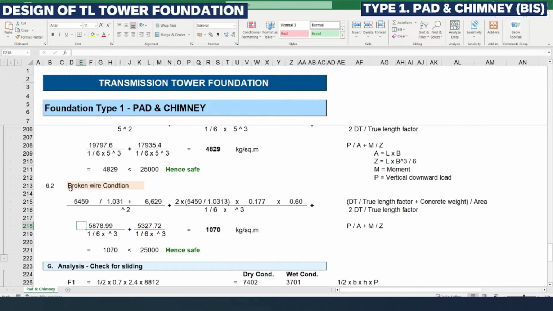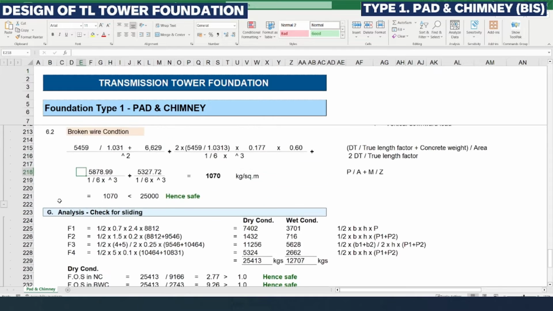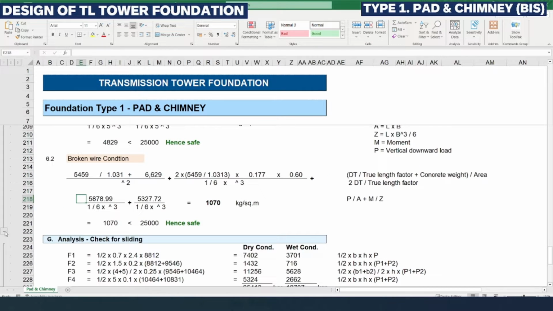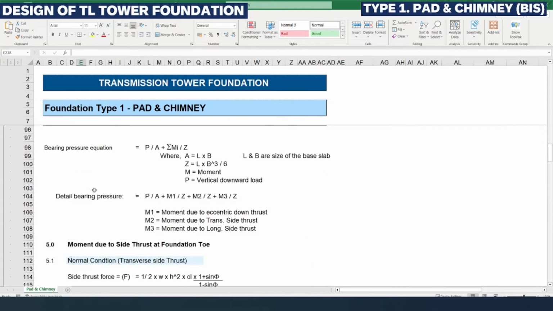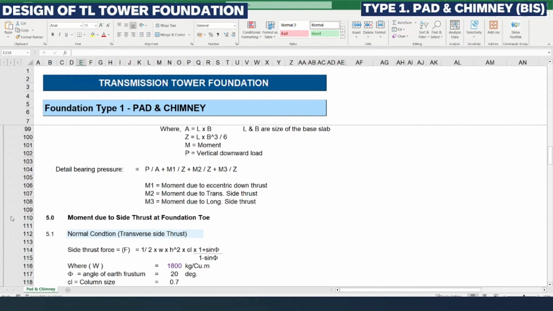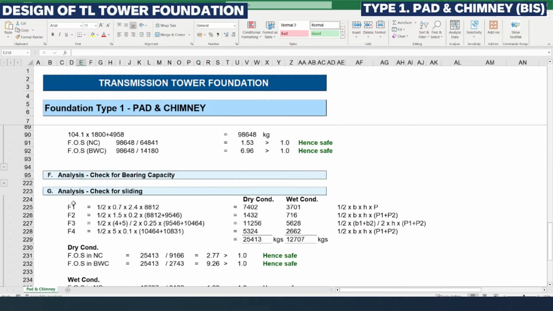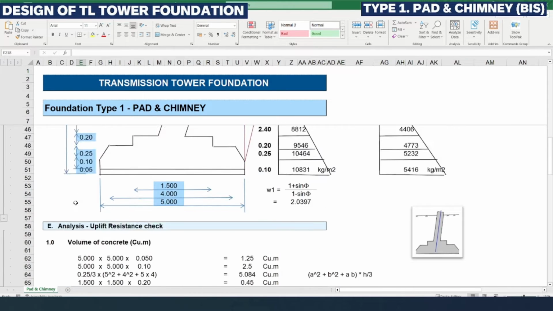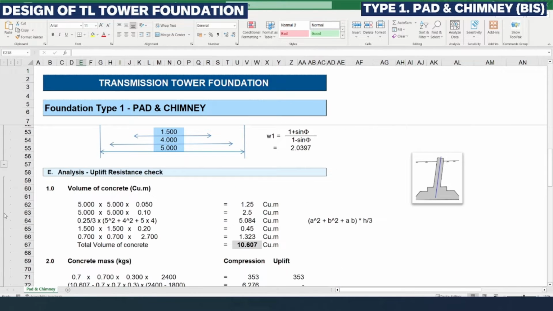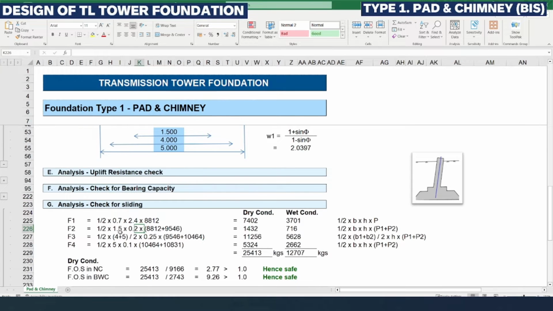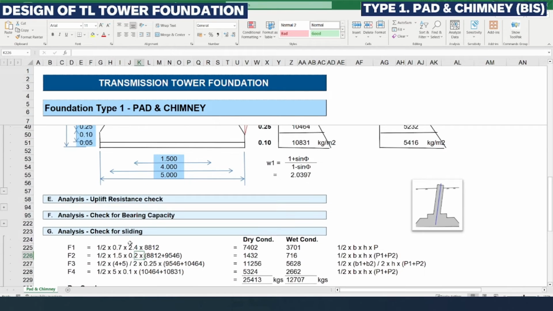So we can shrink this Excel calculation to look only at the check for sliding. The bearing pressure is not required right now, which we already discussed, so you can shrink this. And also this uplift resistance we already saw. Okay, so now F1, for calculating the passive earth force around the foundation.